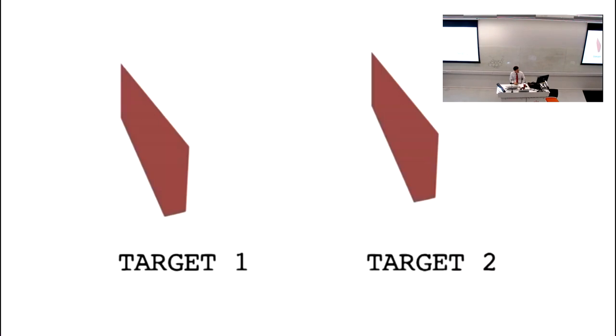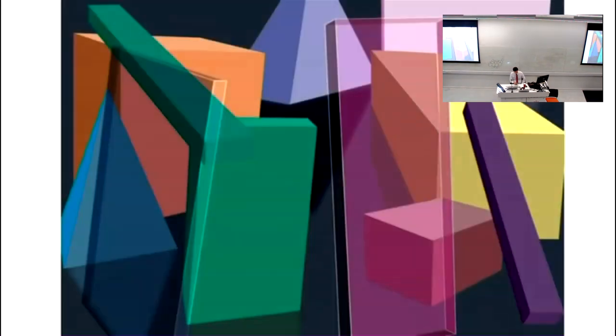Imagine that this is the back of your eye, okay? And these are two projections from the world. They're identical in every single way. Identical in shape, size, spectral content. They are the same as far as your eye is concerned. And yet, they come from completely different sources.